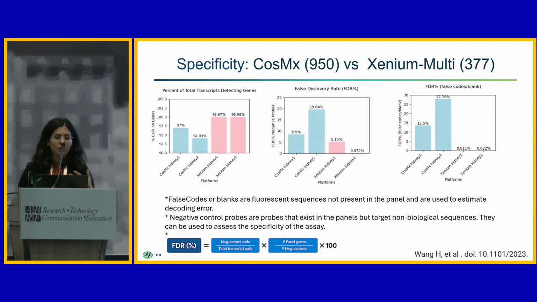But also looking at the false discovery rate, which I have the formula here for you if you forgot. For the false discovery rate, I compared it for both the false codes and also for the negative probes. As you can see, again, we see a better specificity and lower level of false discovery rate in the Xenium compared to the CosMx. And where it is more drastically evident is actually for the false codes. So I believe a lot of the error, or specificity decline, is coming from the decoding part of it.